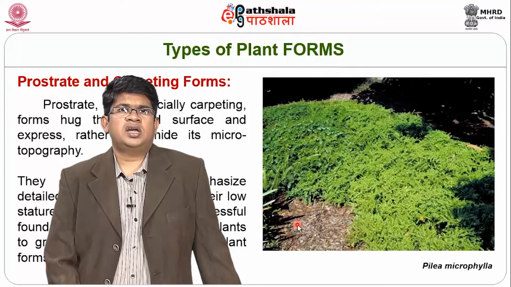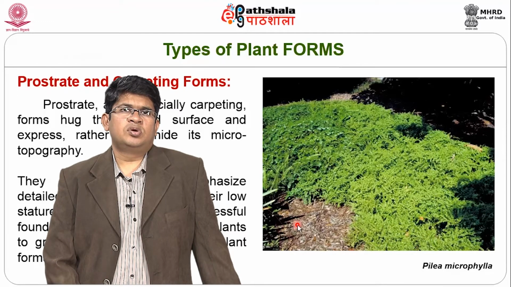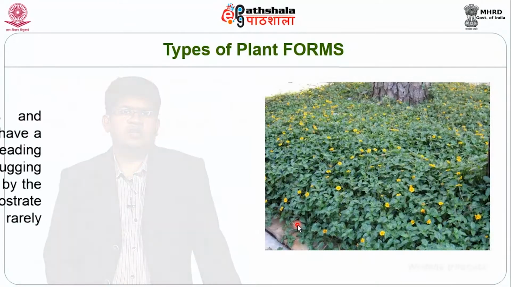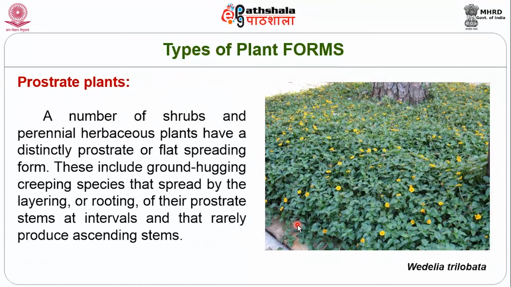Because they hug the contour of the land, they are also good types which would highlight the contour of the land, or even the topographical condition of a particular land is expressed by means of these kinds of forms. Prostrate plants: a number of shrubs and perennial herbaceous plants have a distinctly prostrate or flat spreading form. These include ground hugging creeping species that spread by the layering or rooting of their prostrate stems at intervals, and that rarely produce ascending stems.